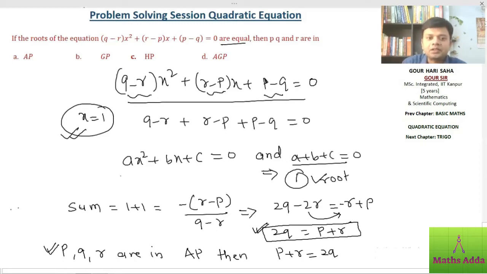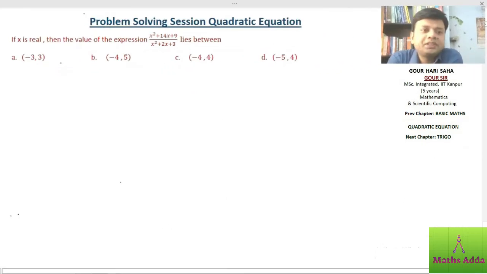So my main idea was to see that if the sum of all three coefficients A plus B plus C is 0, this means 1 is an obvious root. So, moving to next question. This question is, if x is real, then the value of this expression lies between. Okay. So this is what? This is a range question, that is quadratic by quadratic. If you remember my lecture, it was lecture number 4, I think you see that.